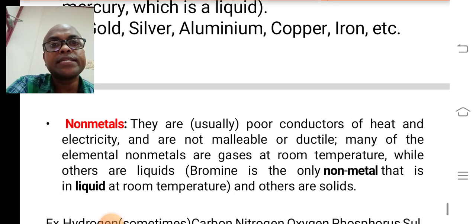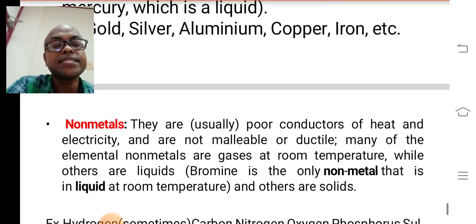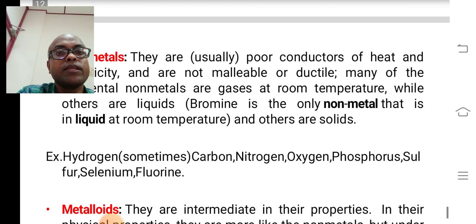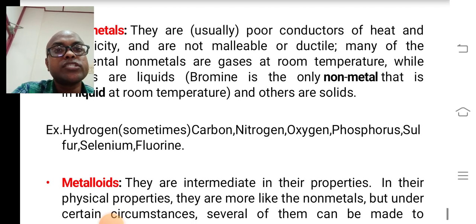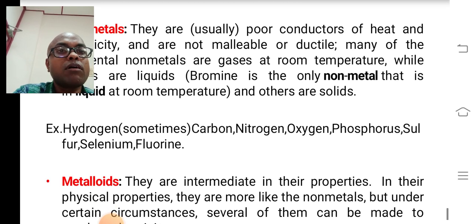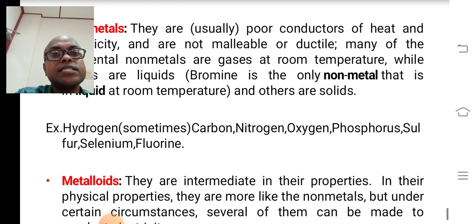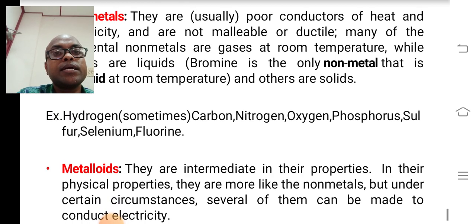Non-metals are usually poor conductors of heat and electricity and are not malleable or ductile. Many of the elemental non-metals are gaseous at room temperature, while others are liquids. Bromine is the only non-metal that is a liquid at room temperature, and the others are solids. For example, hydrogen, carbon, nitrogen, oxygen, phosphorus, sulfur, selenium, fluorine.